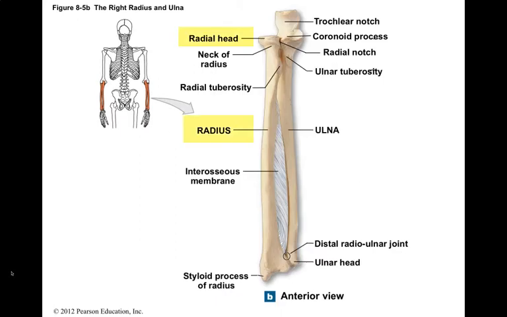At the proximal end of the radius is the radial head, which articulates with the humerus. A narrow neck extends from the radial head to the radial tuberosity, where the biceps brachii muscle attaches. The shaft of the radius curves along its length. At the distal end, the shaft enlarges, and the distal end of the radius is much larger than the distal end of the ulna. The styloid process of the radius is found on the lateral surface of the radius. The styloid process helps to stabilize this joint.